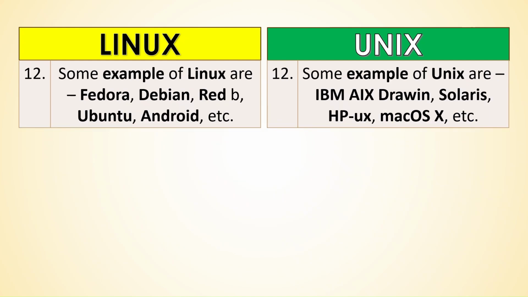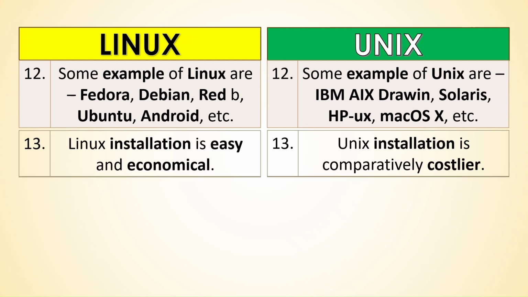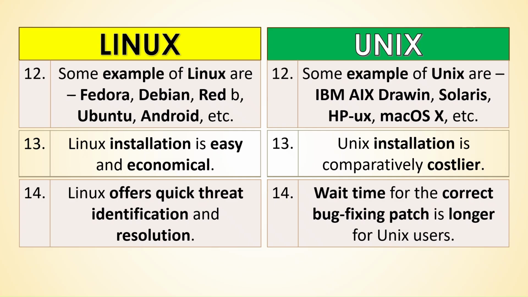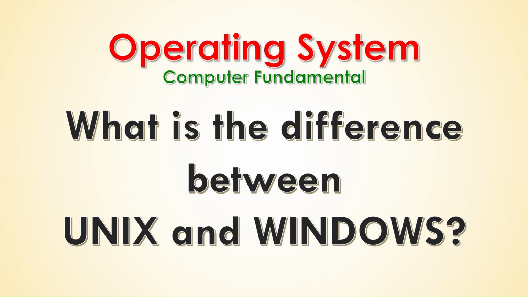Some examples of Linux are Fedora, Debian, Red Hat, Ubuntu, Android, etc. Some examples of Unix are IBM AIX, Darwin, Solaris, HP-UX, Mac OS X, etc. Linux installation is easy and economical. Unix installation is comparatively costlier. Linux offers quick threat identification and resolution. Wait time for the correct bug-fixing patch is longer for Unix users. What is the difference between Unix and Windows?